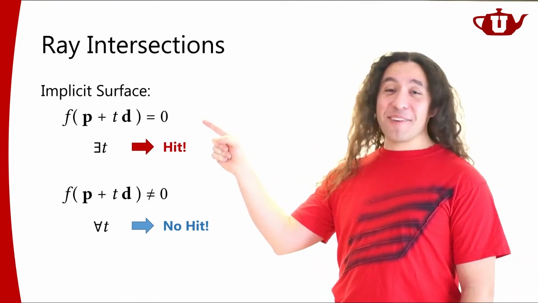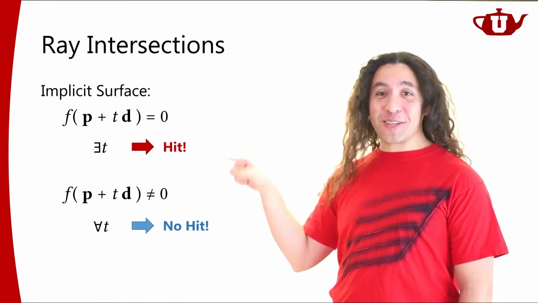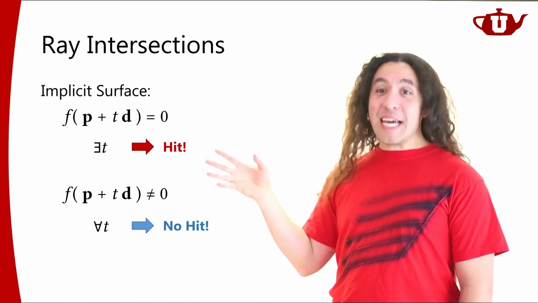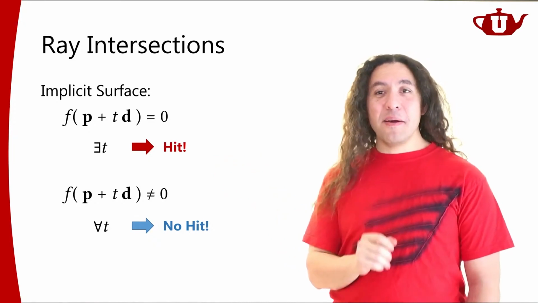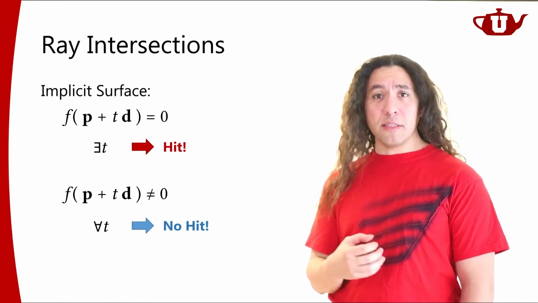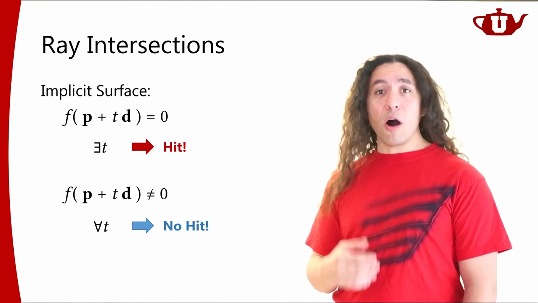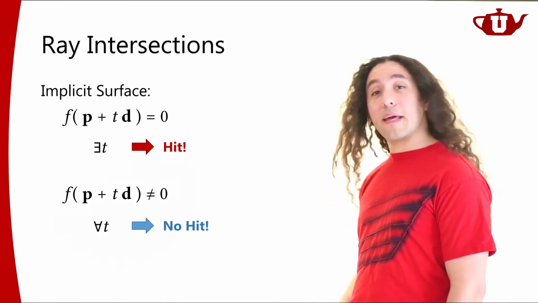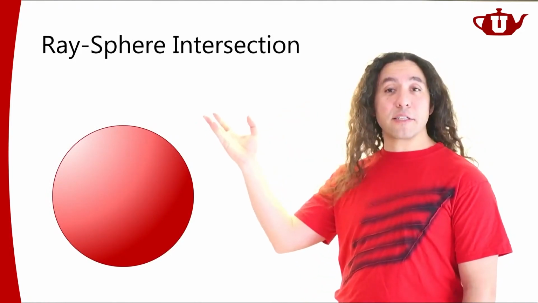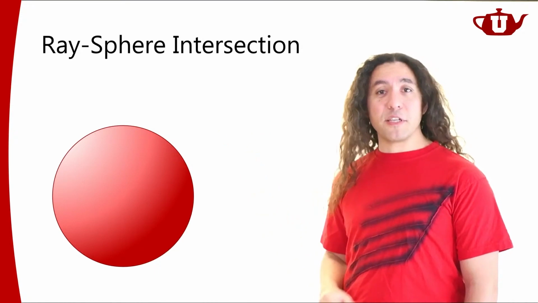implicit surfaces can have quite complicated functions here, so figuring this out, as simple as it might seem, can be a little bit tricky. So let's see an example of this with a relatively simple implicit surface definition that is actually used quite often with ray tracing. That is going to be an implicit sphere. So let's take a look at ray-sphere intersection using the implicit definition of a sphere.